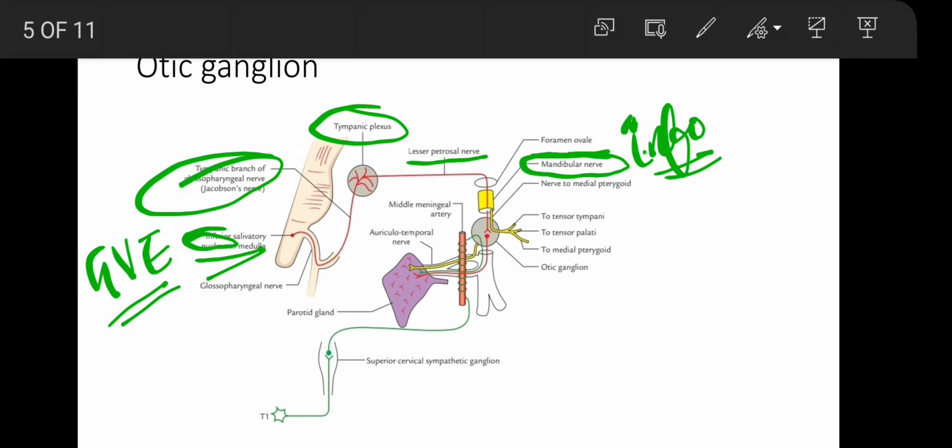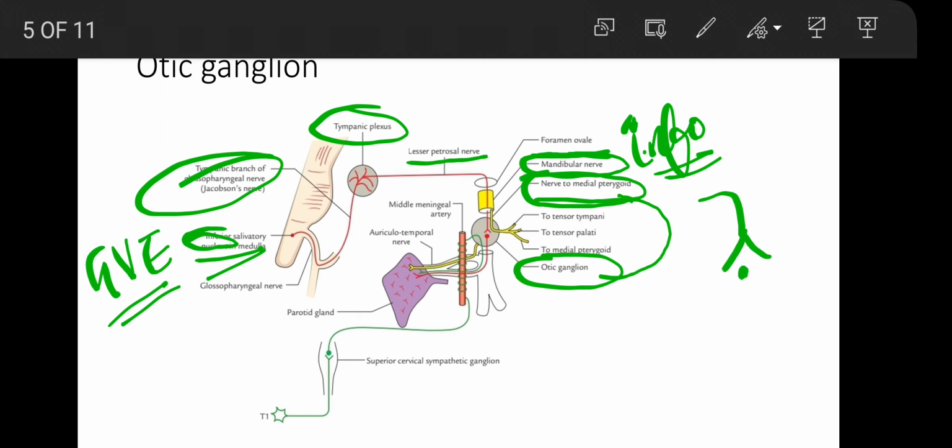One of the branches from the trunk of the mandibular nerve is the nerve to medial pterygoid, where we have the otic ganglion. So where is the otic ganglion situated? It is situated in one of the branches from the trunk of the mandibular nerve, that is the nerve to medial pterygoid. The information there synapses with the neurons in the otic ganglion.